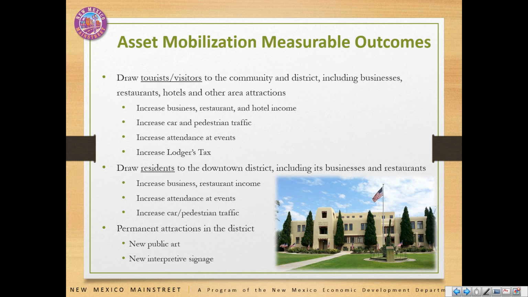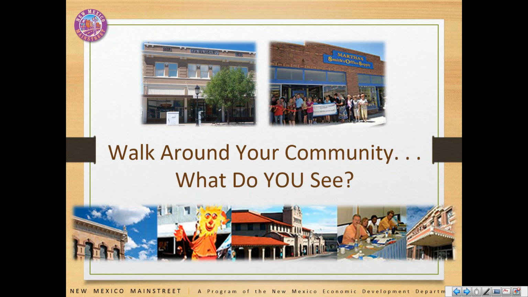We would see many of the same benefits by drawing our existing residents to the downtown district, increasing business and restaurant income, increasing attendance at the events in the downtown, and increasing car and pedestrian traffic throughout the district. We would also have permanent attractions in the district, including new public art and new interpretive signage that would continue to serve as a draw to the downtown district beyond just the events that would be occurring as a part of this.